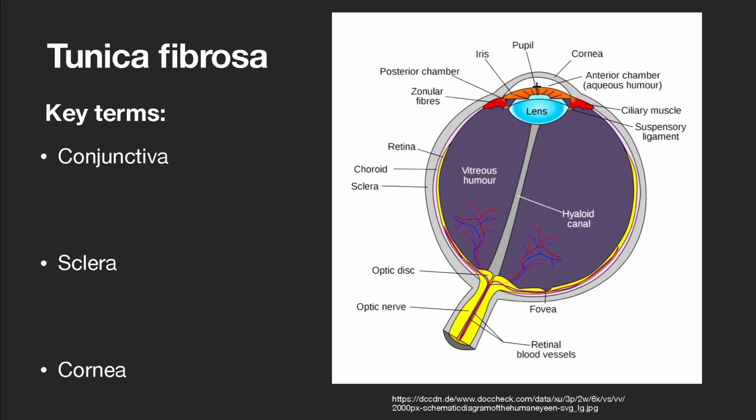If there were to be no aqueous humor, the cornea would flatten out and it would refract light at a wrong angle, and the eye would not be able to focus it as well.